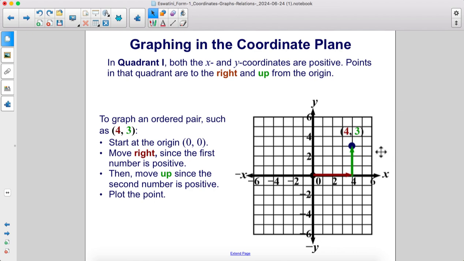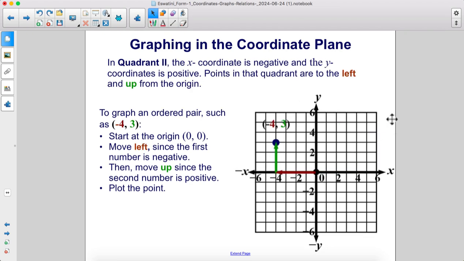In quadrant 1, both the x and y coordinates are positive. Points in that quadrant are to the right and up from the origin. To graph an ordered pair, such as 4, 3, you start at the origin and you move right since the first number is positive. So you go to the right 4 spots, then you go up 3 spots. Since the second number is positive, you go up, and then you plot the point.